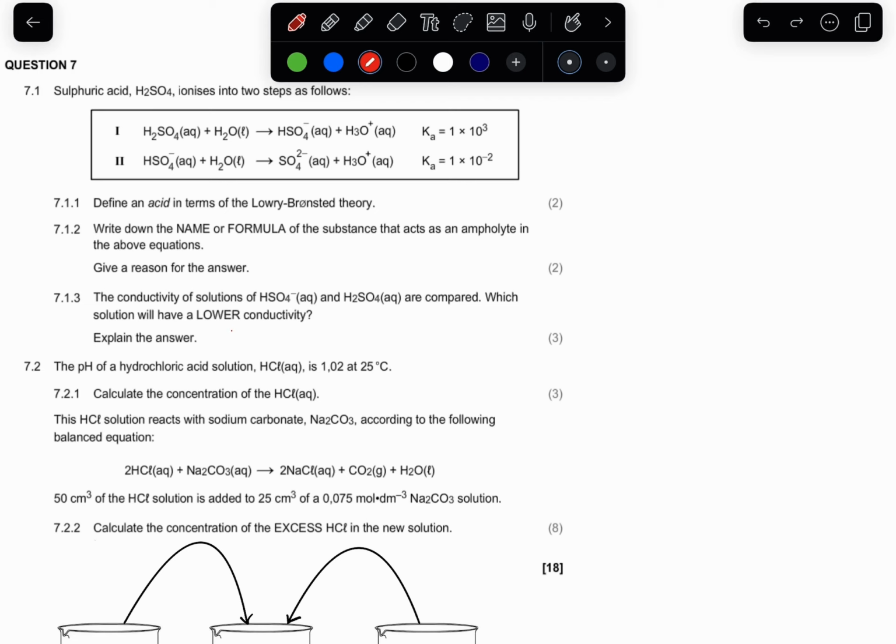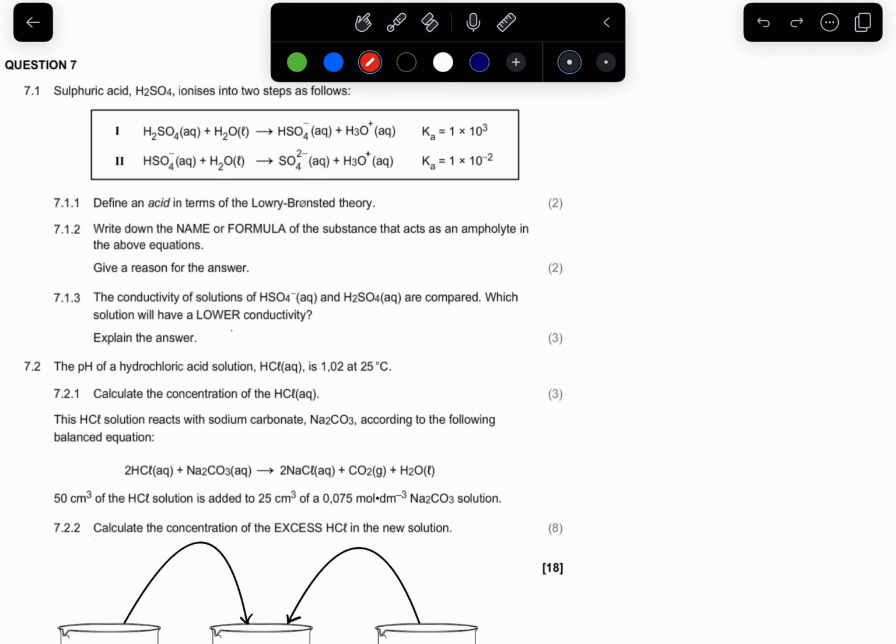We're going to look at question 7, which is acids and bases questions in the grade 12 paper. Let's tackle the exam question paper. This is November 2021, question 7. Let's cut to the chase. Now we have sulfuric acid.